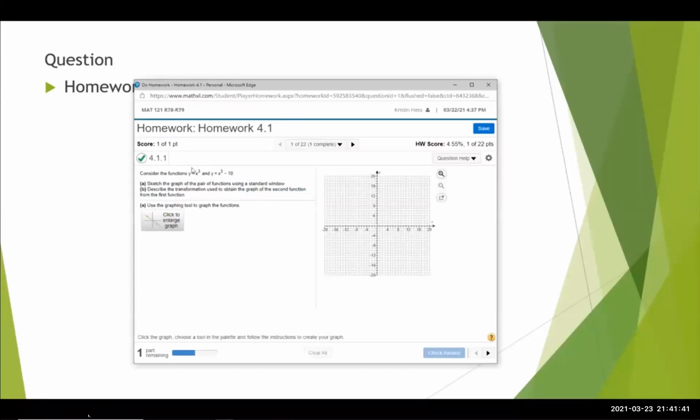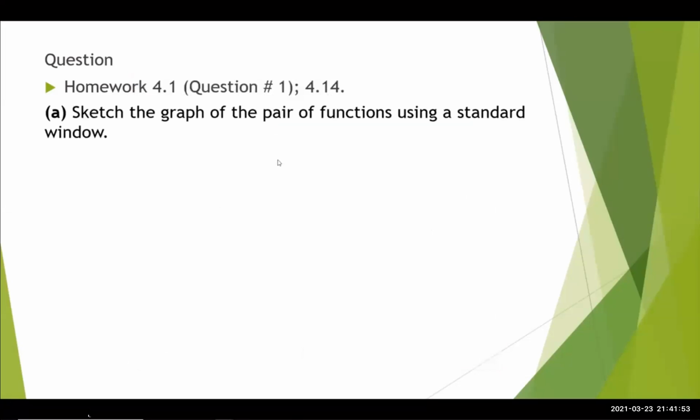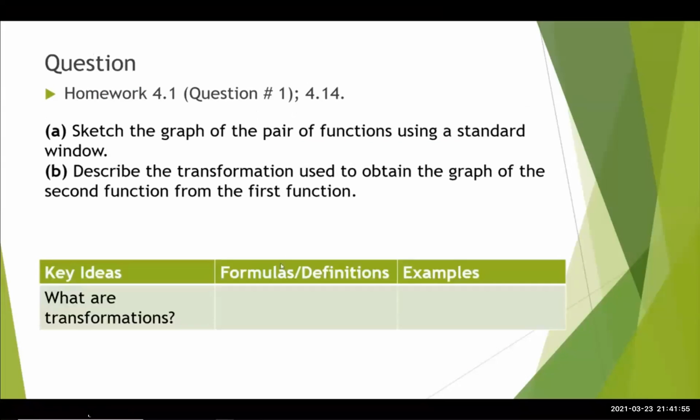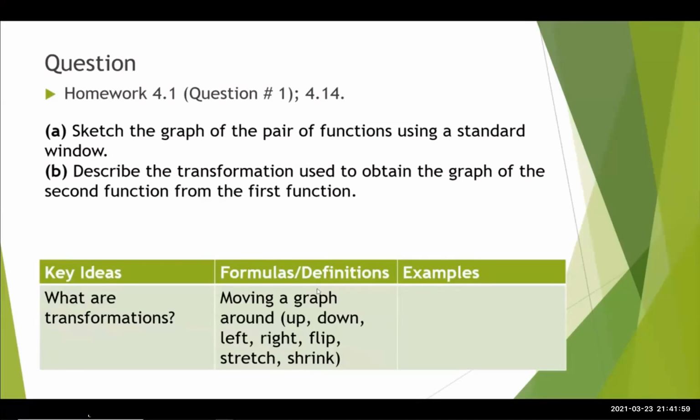So here's the problem, and this is what it looks like in Pearson's. We've got the function y equals x to the third and the transformation of that function, y equals x to the third minus 10. The question asks us to sketch both graphs and describe the transformation. So we need to understand what transformations are. Transformations can be moving a graph up or down, left, right, flipping, shrinking, stretching.